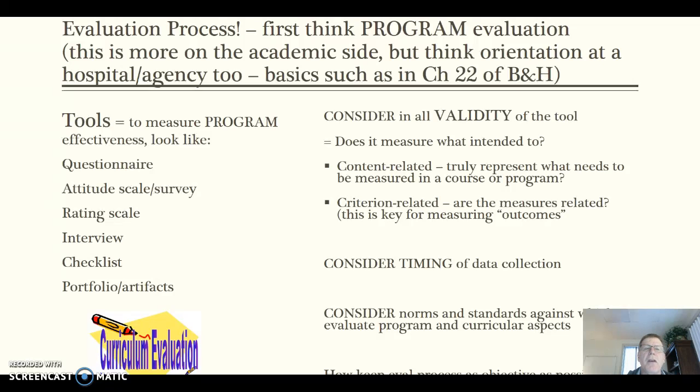So the evaluation process, consider the way in which we do this. Questionnaires, attitude scales, and rating scales for student feedback, for sure, and interviews, checklists, portfolio artifacts. A lot of this will relate back to such things as exit interviews for people exiting the program, but even on a yearly basis while students are in a program, to have course evaluations or end-of-year evaluations that may be pertinent to getting feedback, reasonable feedback.